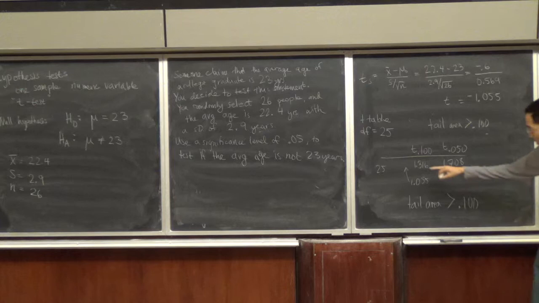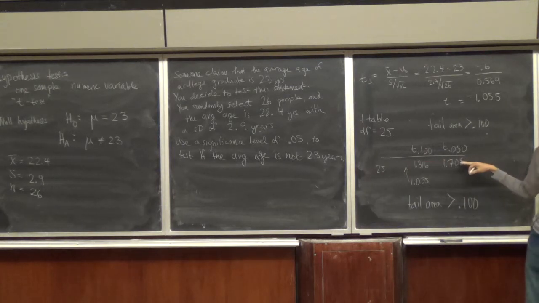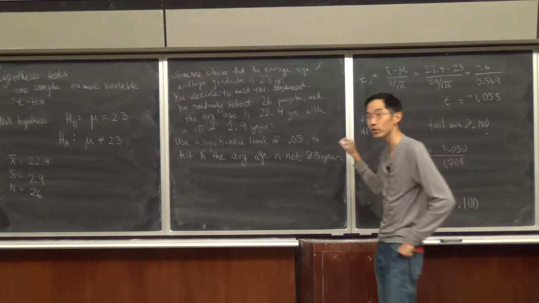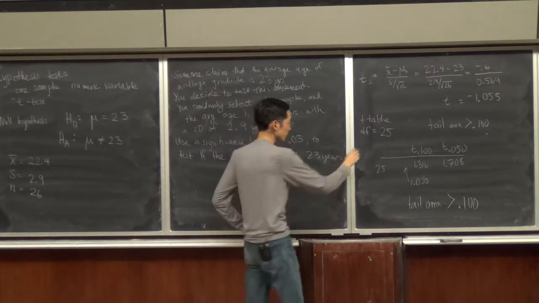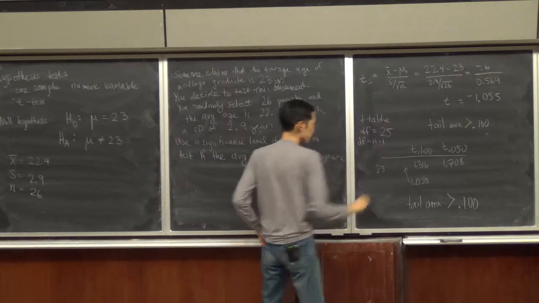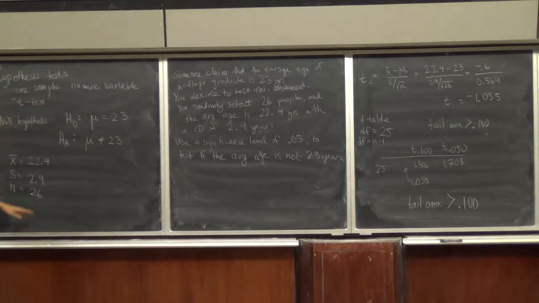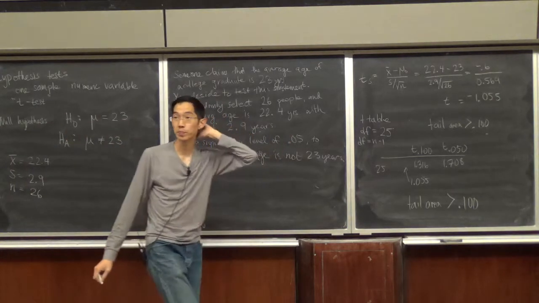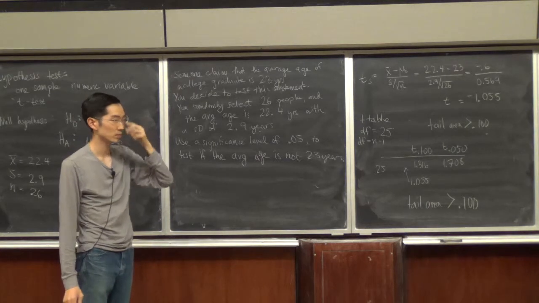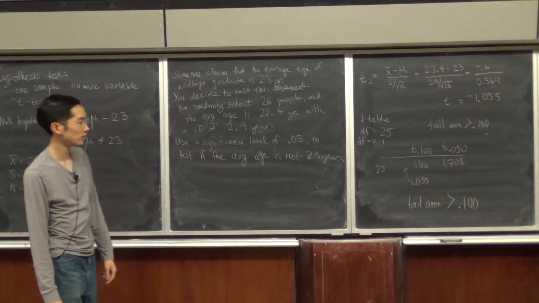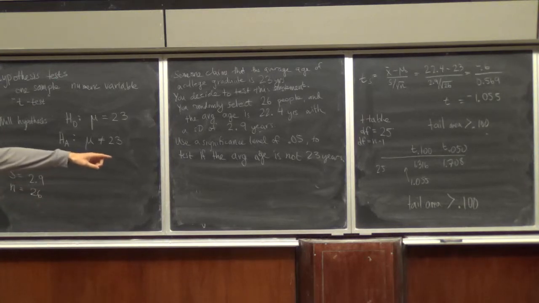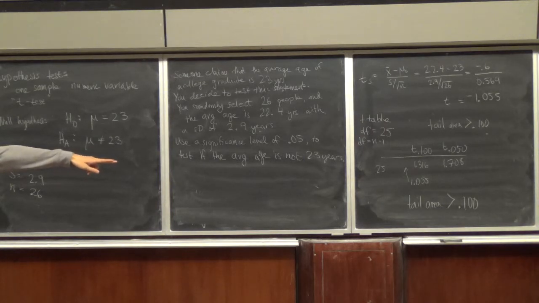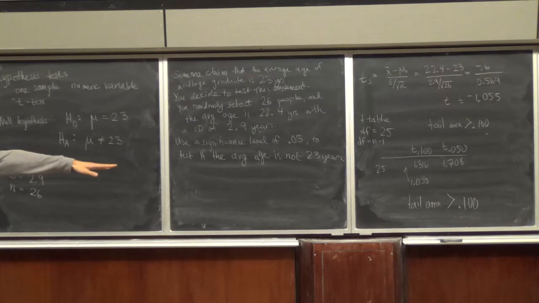I'm just looking at this row that appears in the T table. But why 25? Because I have 25 degrees of freedom. Why do I have 25 degrees of freedom? Because degrees of freedom is n minus 1. What is my n? 26. I have 26 people. My n is 26. Degrees of freedom is n minus 1. I have 25 degrees of freedom. My tail area is greater than 0.100. Is that okay with everyone?